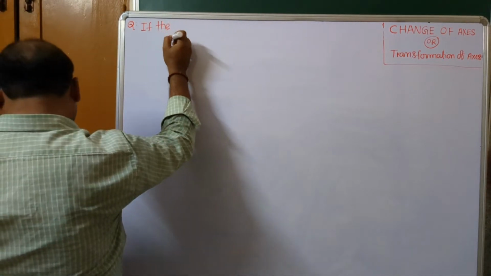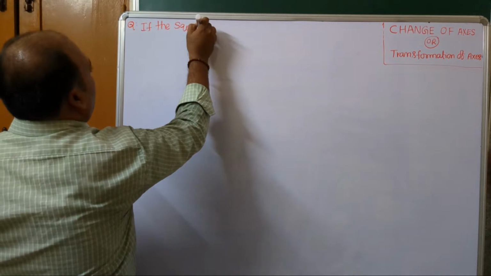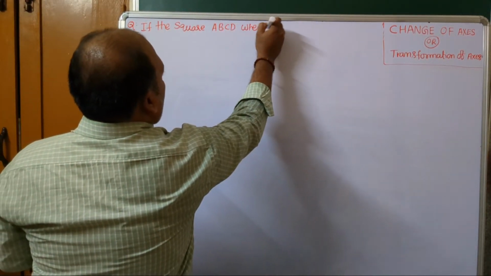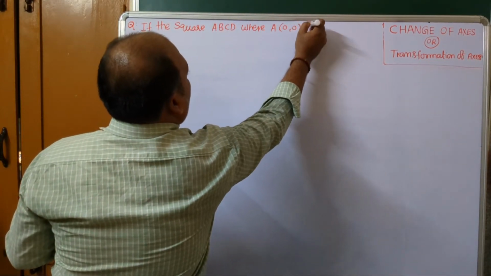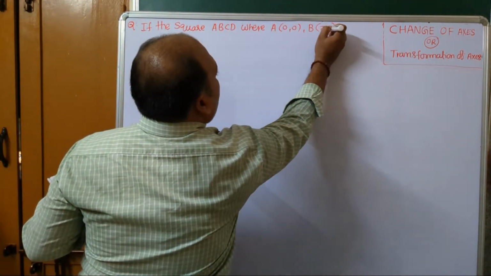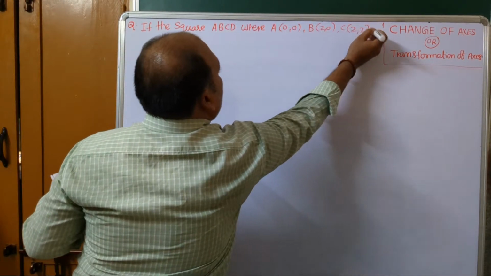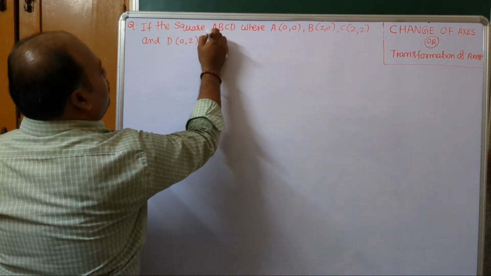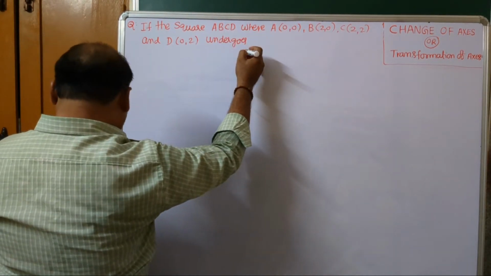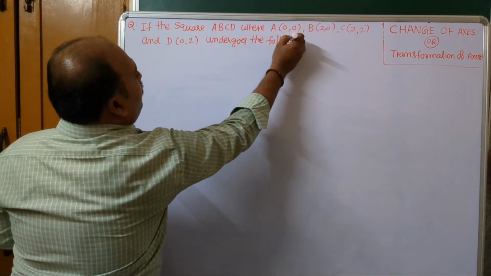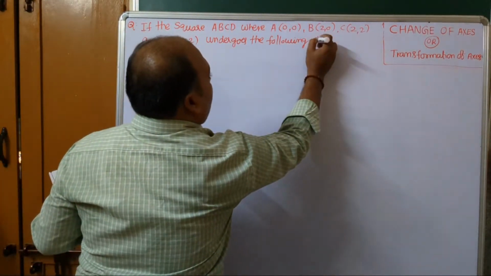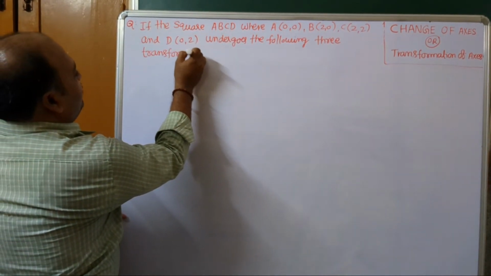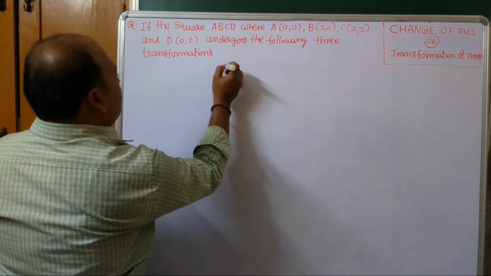If the square ABCD, where A is 0,0, B is 2,0, C is 2,2 and D is 0,2, undergoes the following three transformations successively.